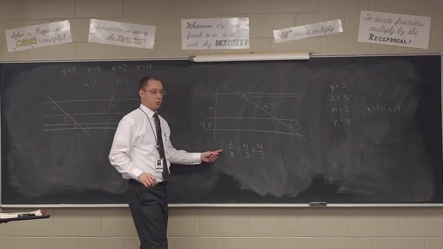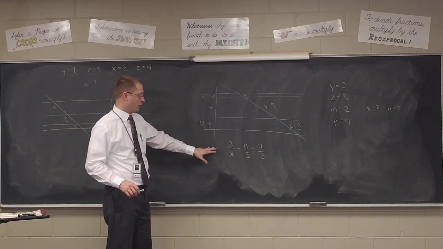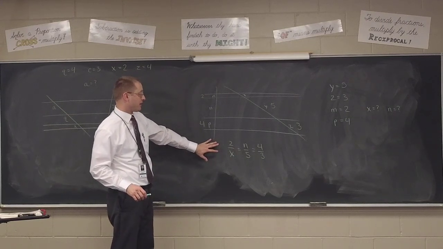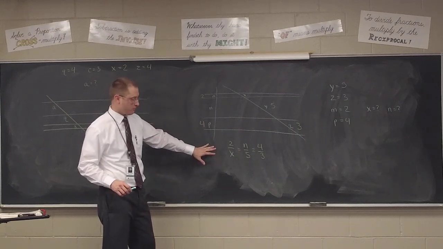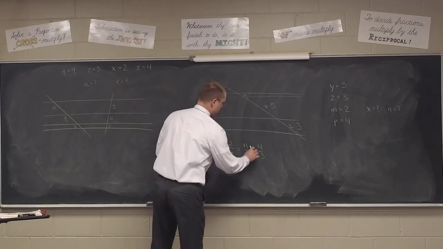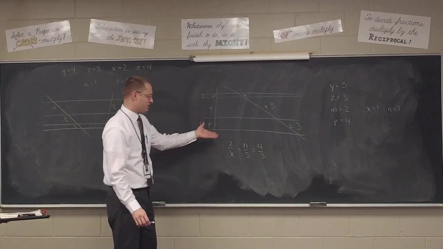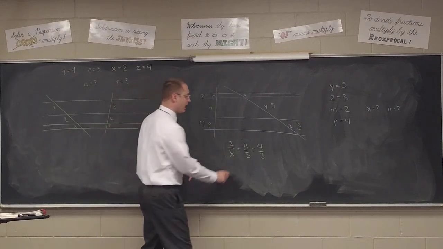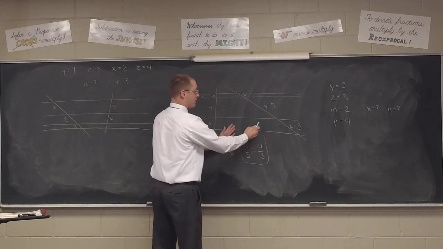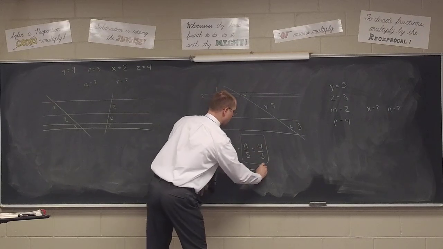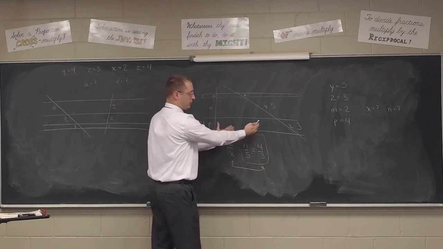Did you set up this proportion? Series of 3 equal ratios on your paper. 2 is to x, as n is to 5, as 4 is to 3. I cannot use the first 2 because there's 2 unknowns. I can't find those 2 unknowns. I've got to start with maybe the last 2 or the first and third. I'm going to start with the last 2.